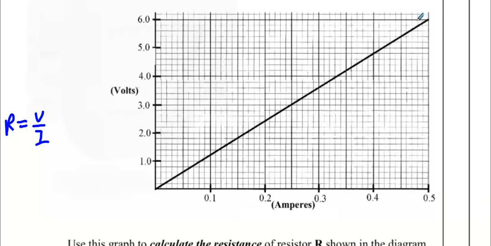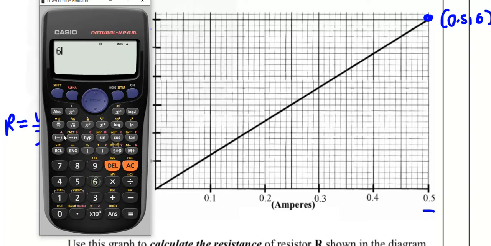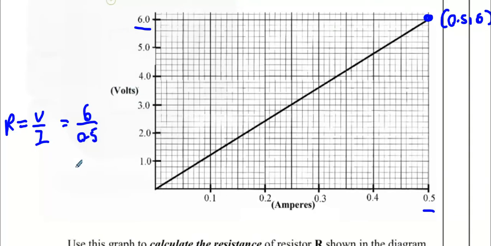So I think we'll go for this point here. This is a current reading of 0.5 and a voltage reading of 6. So we have 6.0 on 0.5. So voltage divided by current will be 6 divided by 0.5. Put that into your calculator. 6 divided by 0.5 and you get 12 volts.